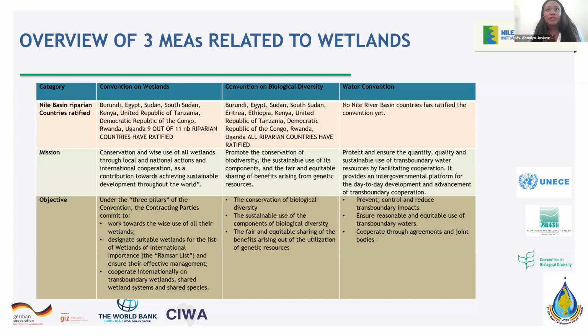While for the Convention on Biological Diversity, all Nile Basin and riparian countries have ratified it, and its mission is to promote the conservation of biodiversity with the objectives of sustainable use of the components of biological diversity and fair and equitable sharing of the benefits. For the Water Convention, no Nile Basin country has yet ratified this convention. Its mission is to protect and ensure the quantity, quality, and sustainable use of transboundary water resources, with three objectives: to prevent, control, and reduce transboundary impact, ensure reasonable and equitable use of transboundary water, and cooperation through agreement.